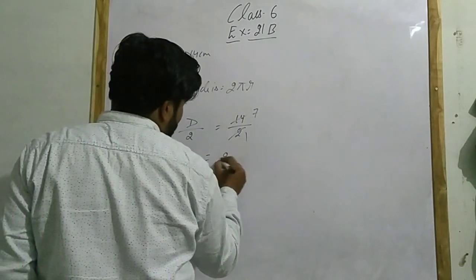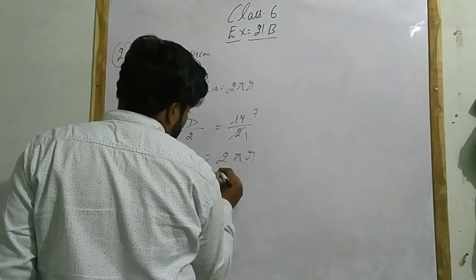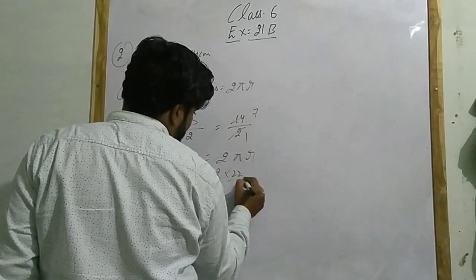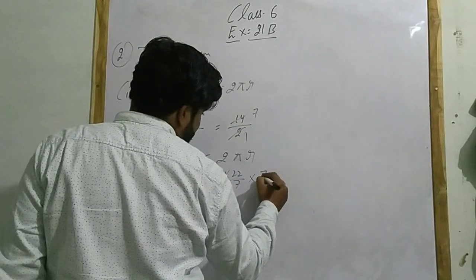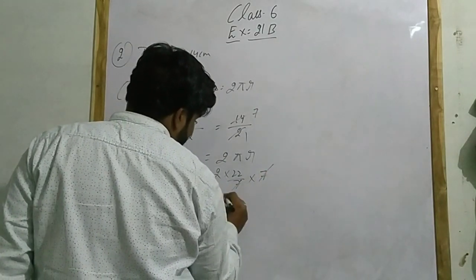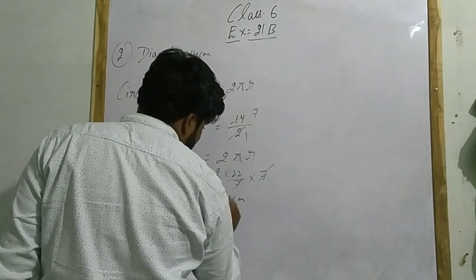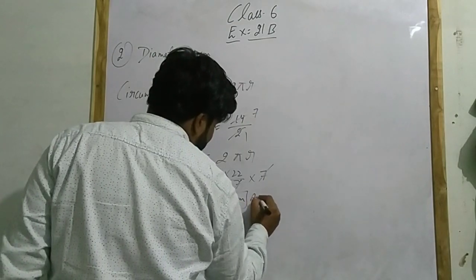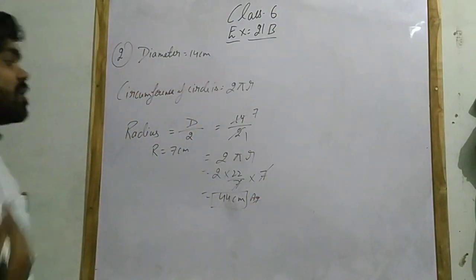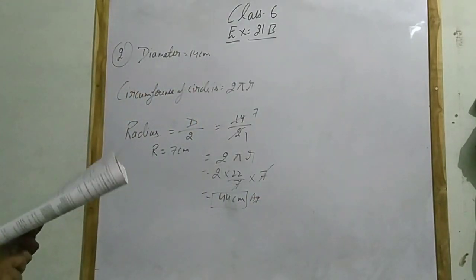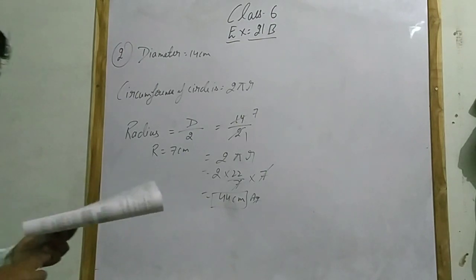Then according to the formula 2 pi r, 2 into 22 upon 7 into r, which is 7. 7 and 7 cancel. 44 centimeter is the answer in question number 2. Now question number 3.